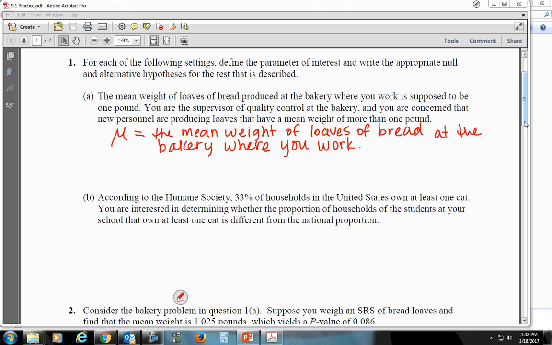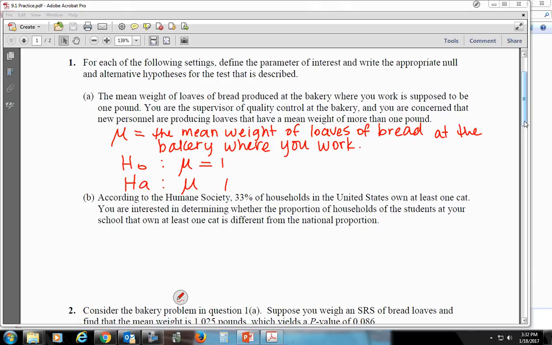Okay, so remember that we are going to start with H0 for null, and we're going to start with HA for alternative. We know that the null hypothesis has to have an equal to sign. We've already defined the population parameter, so we have to use mu for both of them. What is the number value that we're going to be using for our hypotheses? 1. Everybody okay with that? It says it's supposed to be 1 pound. So both of them are going to have 1.